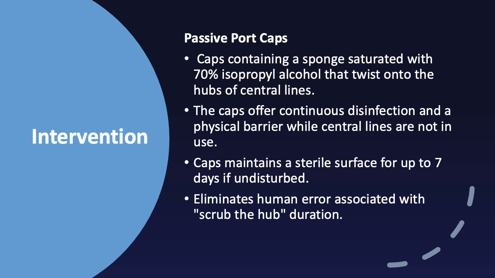So these caps are a constant aseptic bath for central lines. The sponge is in direct continuous contact with the injection site. Aside from chemical disinfection, it acts as a shield. The caps prevent airborne contaminants, dust, or accidental touches from reaching the port surface.